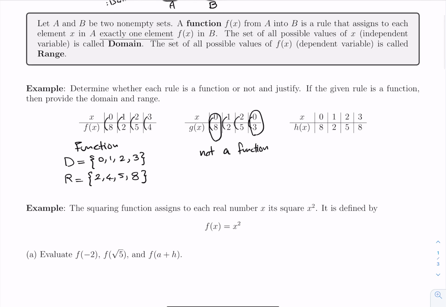Let's take a look at the third table. 0 is assigned to 8, 1 to 2, 2 to 5, and 3 to 8. Each x is assigned to exactly one f of x. Yes, this is a function. Is it okay that the output 8 is used more than once? Yes, this is okay. This is still a function. Domain of this function, 0, 1, 2, 3, and the range 2, 5, and 8.